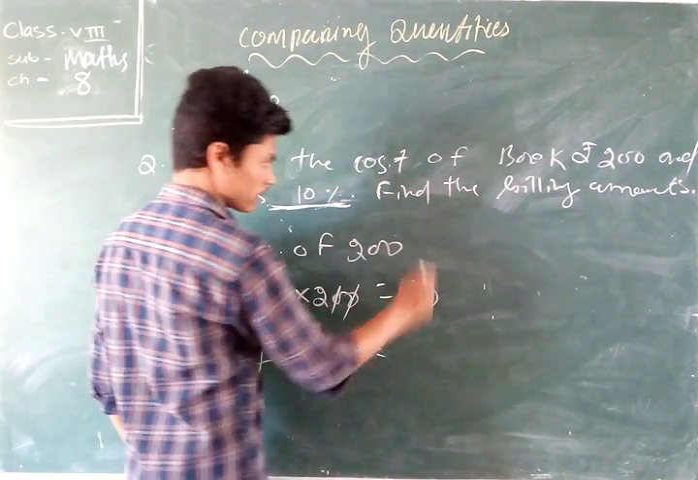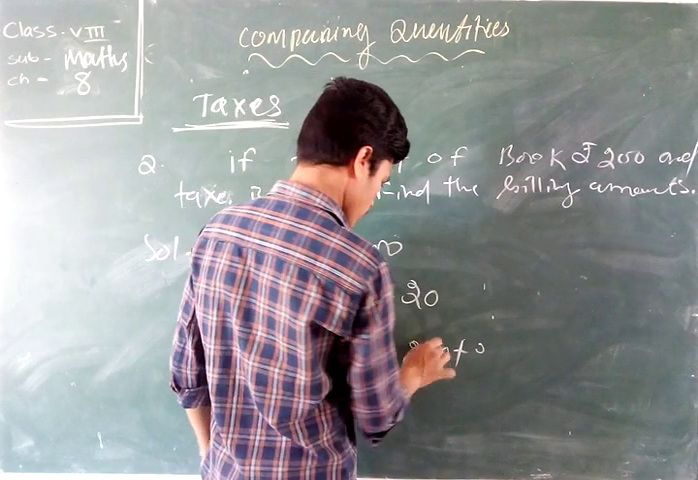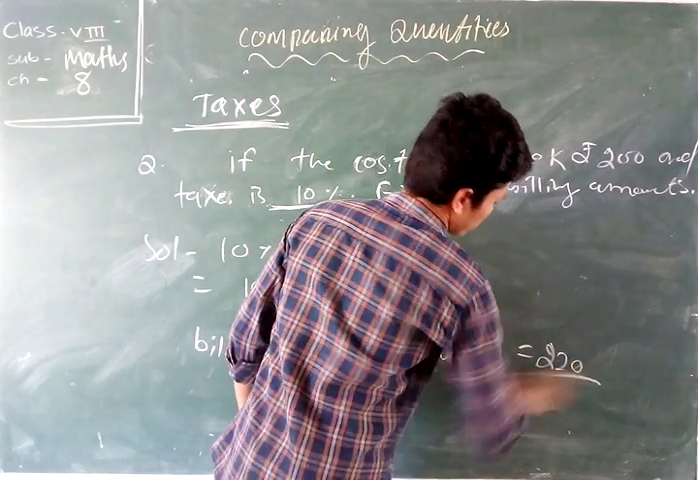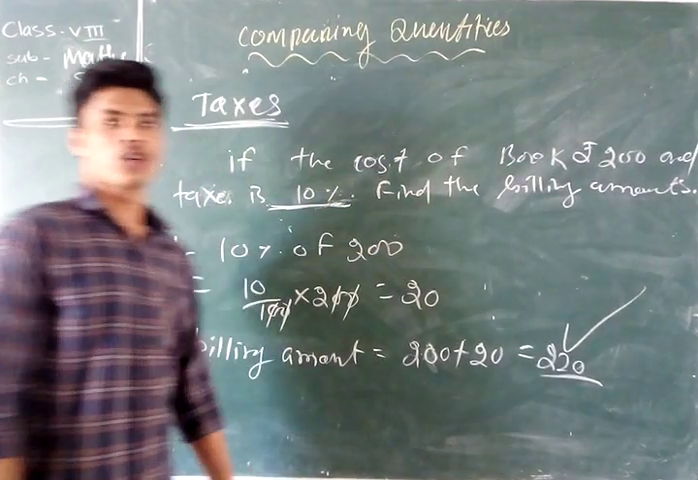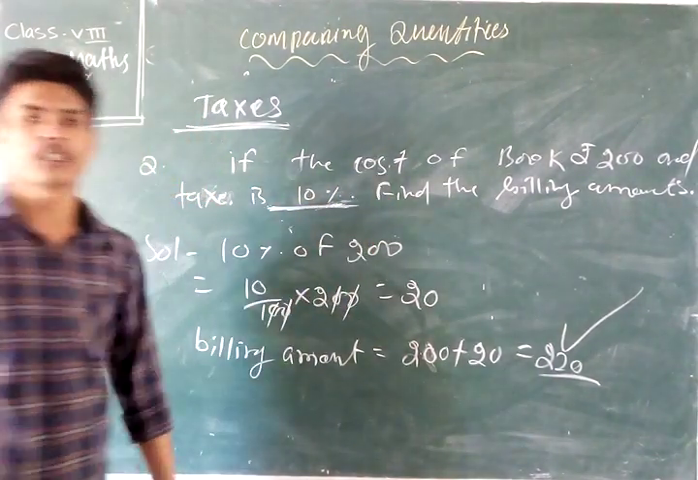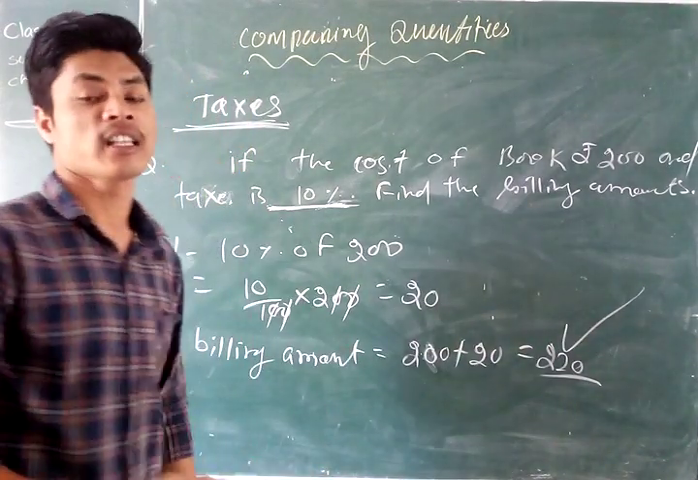Billing amount equal to what? 220 plus 200 plus 20 equal to 220. That means the billing amount is 220 rupees. If you add the tax, what is the tax on the books? 10%. If you buy anything, then tax is always added to the things and goods.